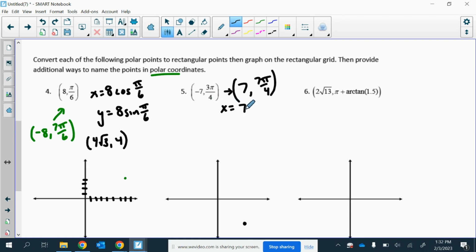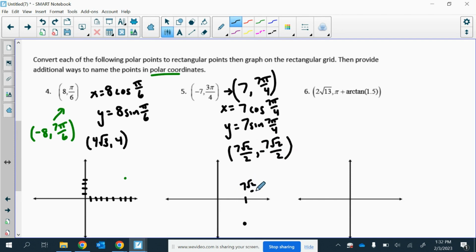So if I do x equals 7 cosine of 7 pi fourths, and y is the sine of 7 pi fourths times 7, I end up with 7 root 2 over 2, 7 root 2 over 2, with the y part being negative. So this would be 7 root 2 over 2. This would be also 7 halves root 2.